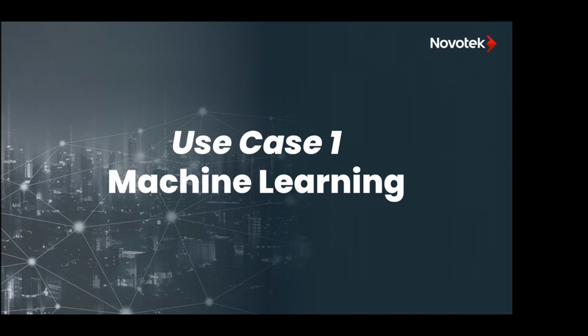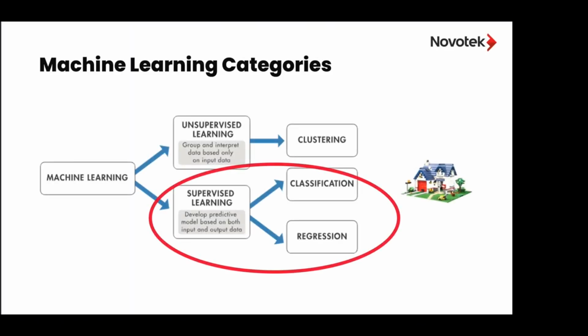Which brings us to the first use case, and that focuses on machine learning. Machine learning is a part of artificial intelligence that aims to build a model. As you can see in the graph here, there are several types of machine learning. In this first use case, we'll focus on supervised learning. In supervised learning, you try to develop a predictive model based on both input and output data, which means that you present the input signals and the output result from reality to the training program.